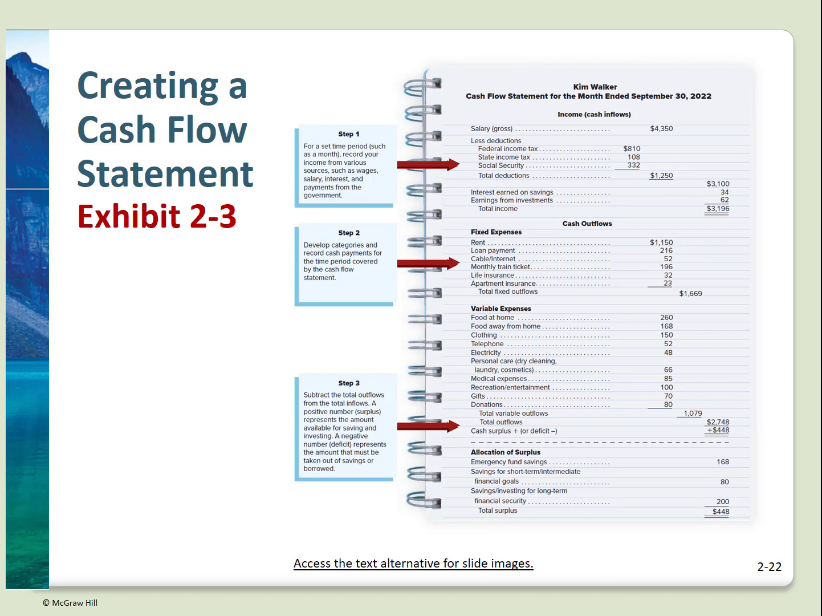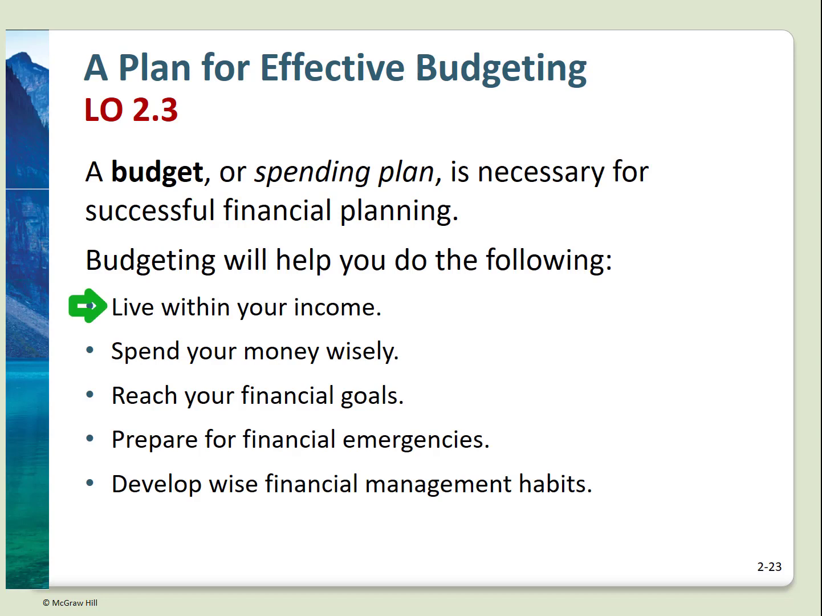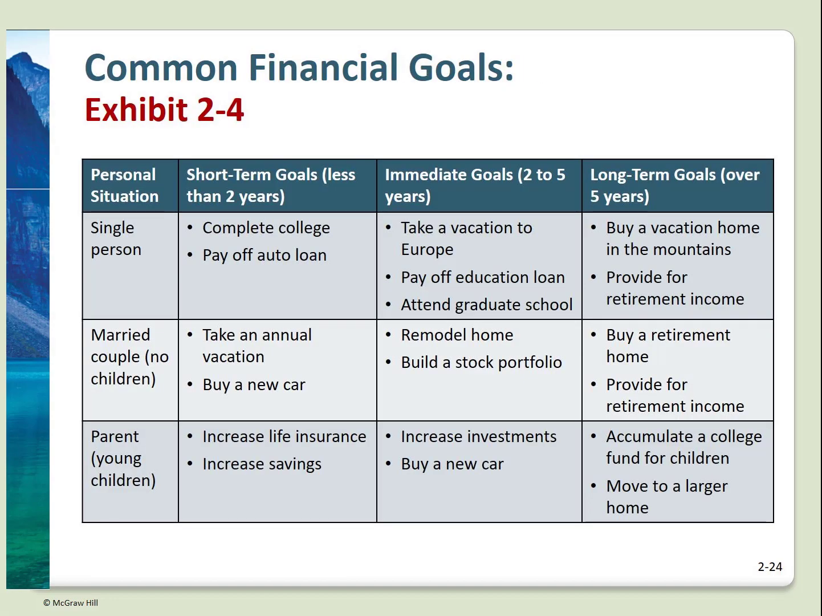Assuming a surplus of funds, a decision needs to be made concerning their allocation. In this case, the surplus was allocated between emergency savings, savings for specific goals, and long-term savings. Once you create a cash flow statement for yourself and see what's coming in and where it's going, it's time to consider a budget to help you live within your income, spend wisely, reach your financial goals, save for emergencies. It's a spending plan.